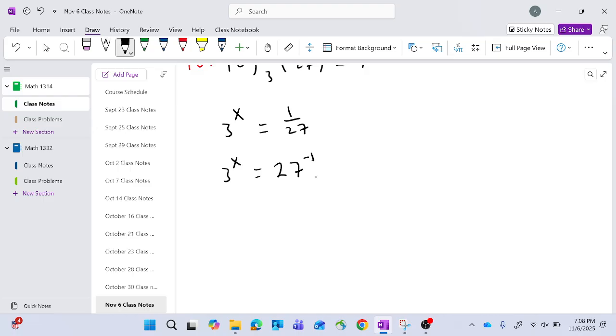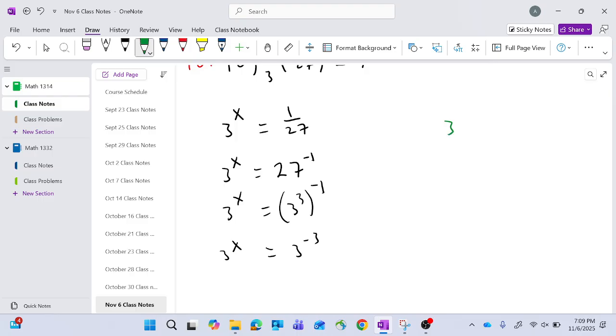All right. Well, 27, isn't that the same thing as 3 to the 3rd? Right, 3 times 3 times 3 is 27, right? Everyone with me up to here? Well, did y'all at least learn that power to a power you multiply? So 3 to the 3rd to the negative 1, that's 3 to the negative 3. Did you learn that or no? Yes, no. You're supposed to.